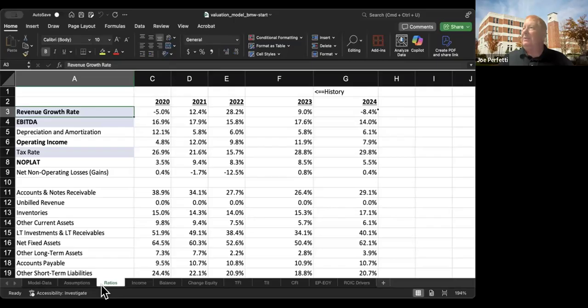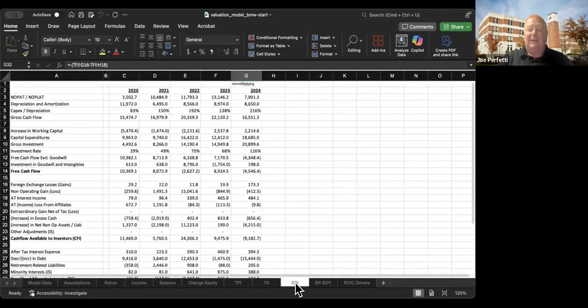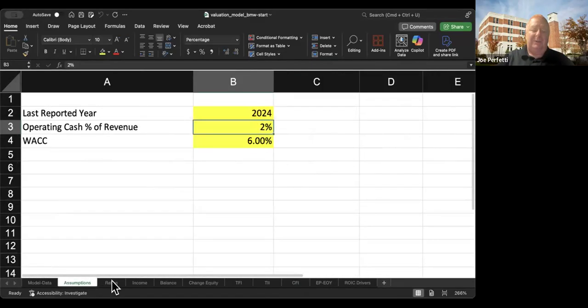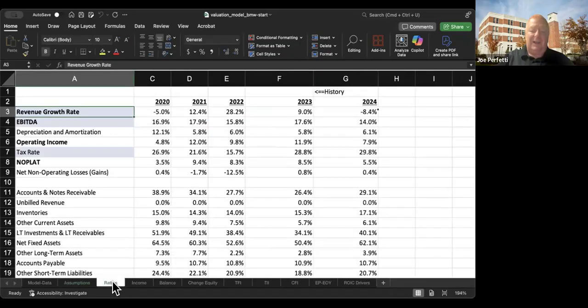Because I used the BMW model and copied it over, and I forgot that I put some assumptions on the CFI tab that are the BMW assumptions that I didn't change for Procter & Gamble. So to mitigate against that, all of the changeable assumptions are either on the assumptions tab or the ratios tab. That's a best practice that goes well beyond this class. You'll thank me for that later. I'll mention a few others as we go along. But back to our reusable model.